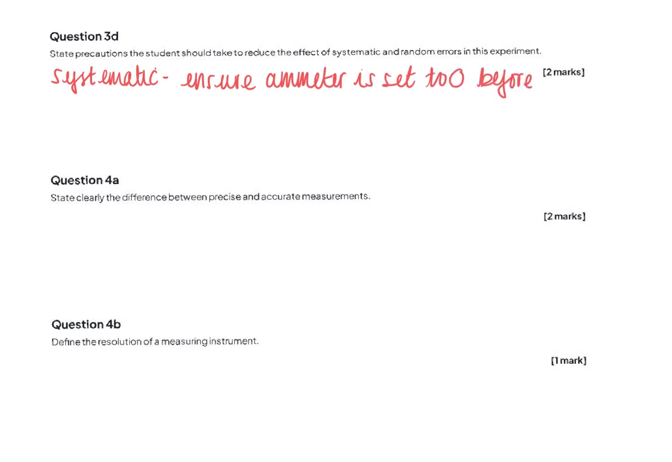Okay, question 3D. We're still talking about the same experiment, and we're wondering how can we reduce the effect of systematic and random errors. So if we start with our systematic error, usually these are caused by zero errors. So what we're going to do is ensure the ammeter is set to 0 before we do any measurements.